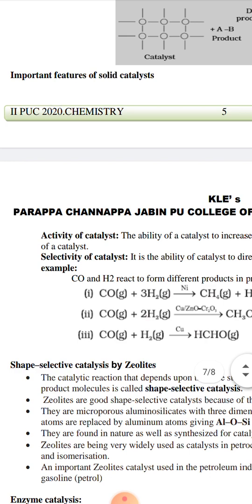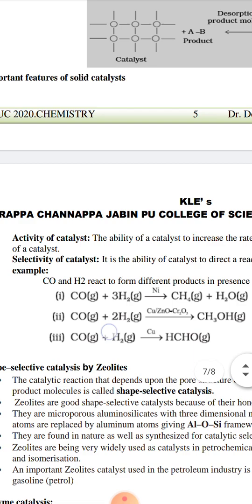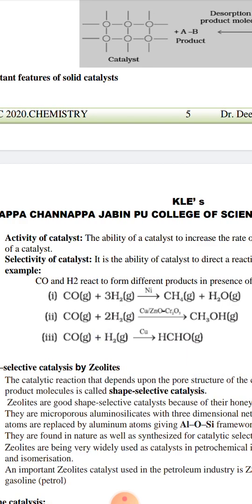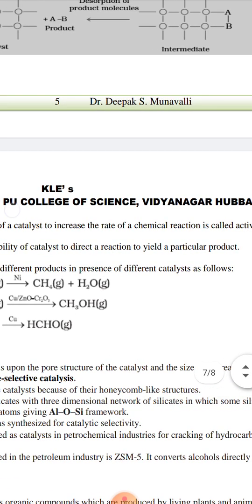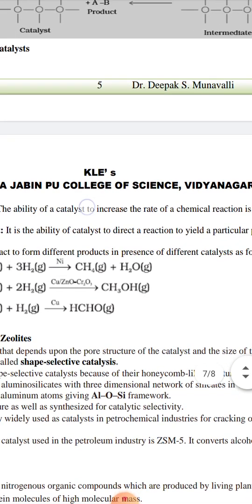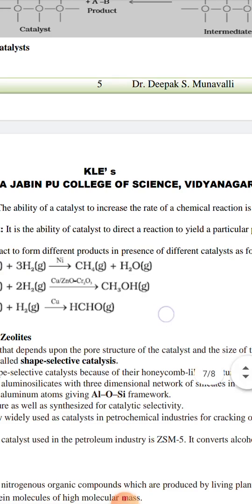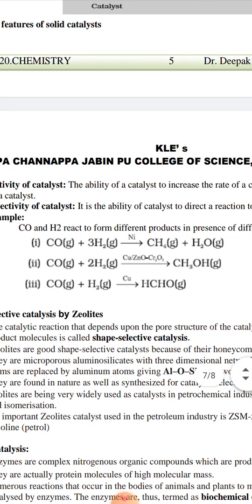The next one is important features of solid catalyst. If the catalyst is in solid state, there are some important features here: activity of a catalyst and selectivity of a catalyst. Activity of a catalyst means the ability of a catalyst to increase the rate of a chemical reaction. It is the ability of a catalyst to increase the rate of a chemical reaction. Okay, that is called the activity of a catalyst.